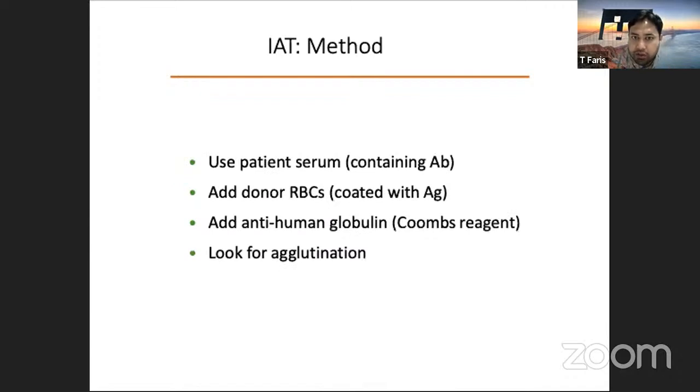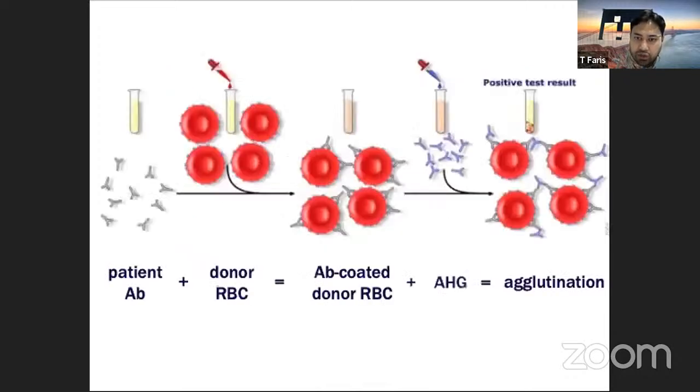We use the patient serum that has the antibody. We add the donor red blood cells that are coated with the antigen. After that, we add the AHG again and look for the agglutination. So a positive test result means agglutination occurs.